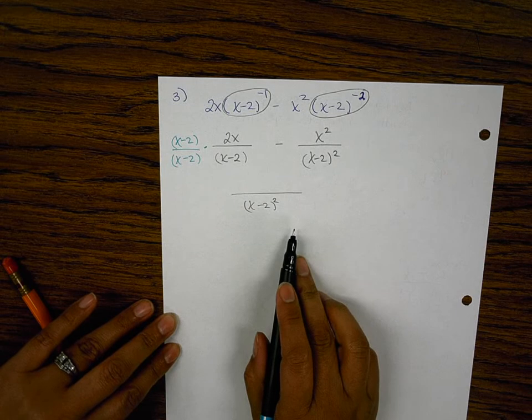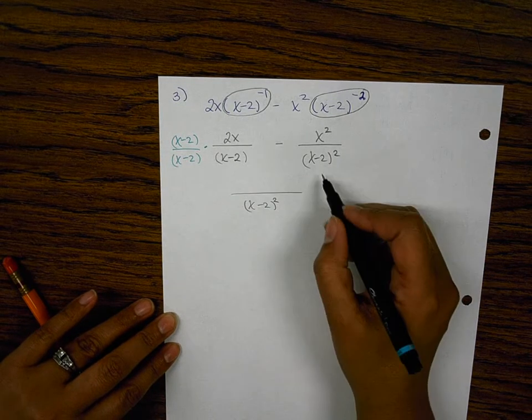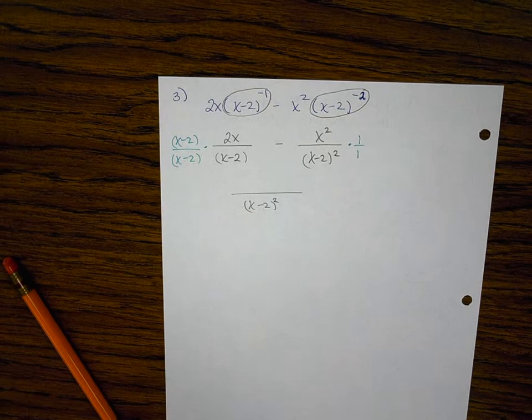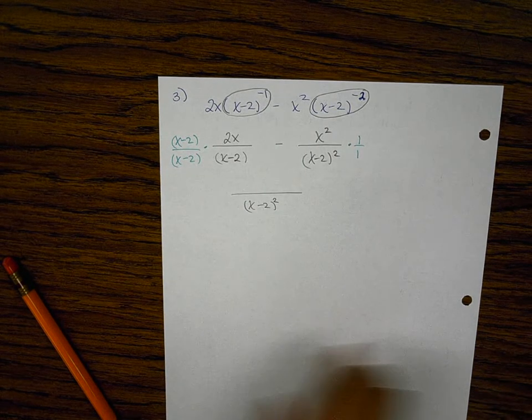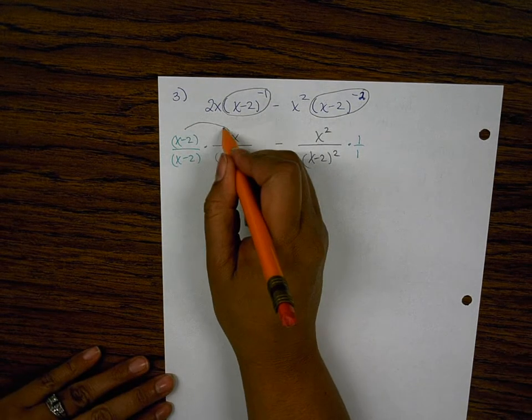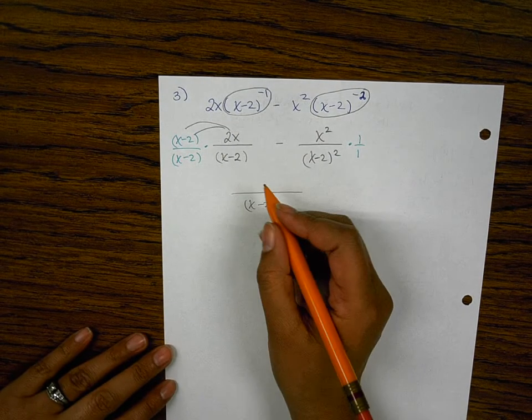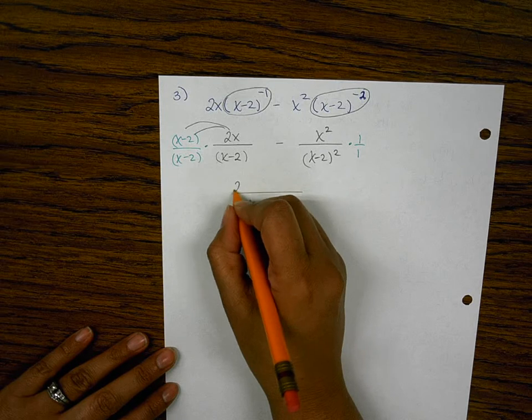x minus 2, x minus 2. That gives you the x minus 2 quantity squared. And this one is already taken care of. You don't have to show it, but if you wanted to, you're multiplying by 1. Let's distribute. And I want to distribute here because I want to combine like terms over here later.